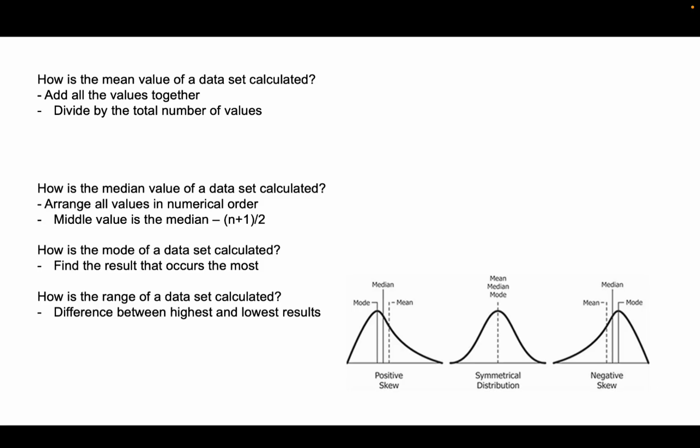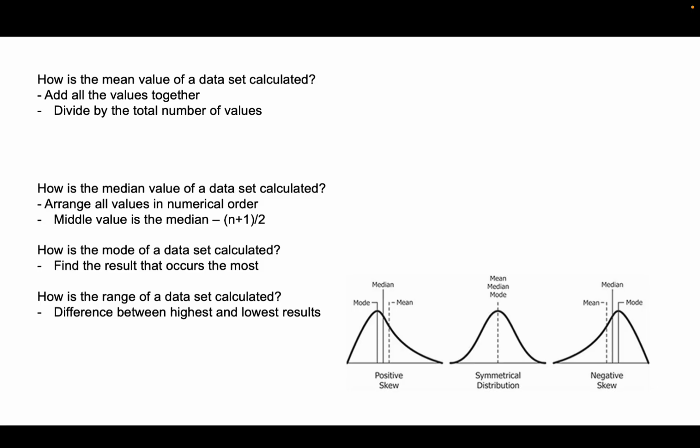Next, the mode of a data set can be calculated by finding the result or the value that occurs the most, and then the range is the difference between the highest and lowest results. So once again, with my example of 3, 5, and 1, the range would be 5 minus 1, which is 4.